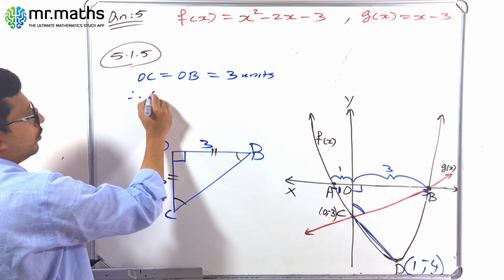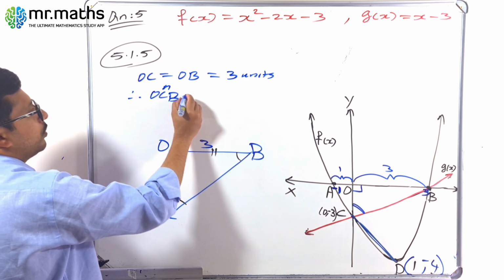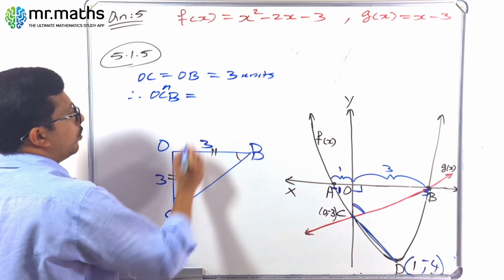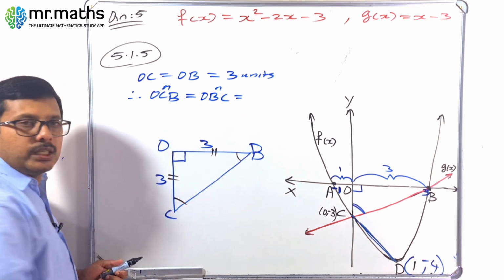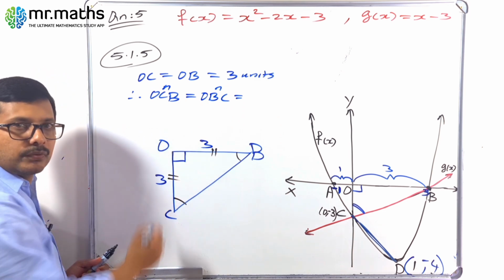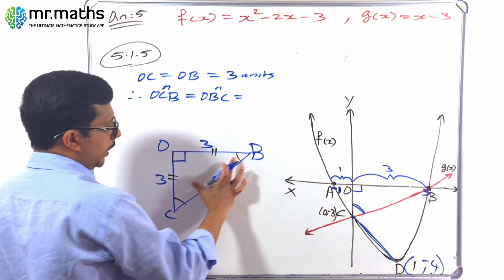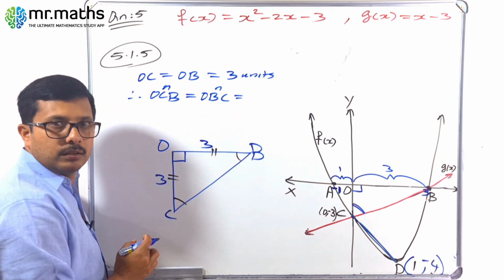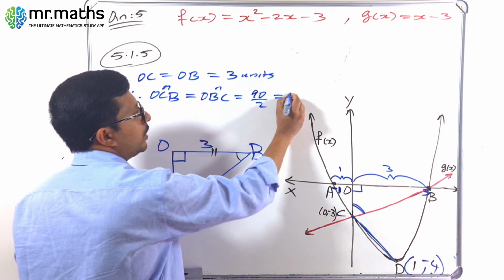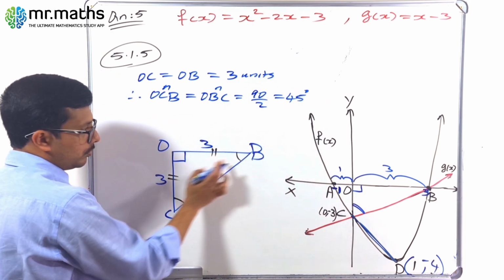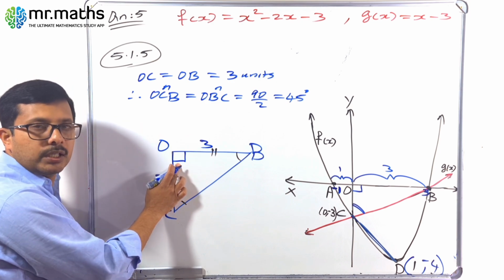Therefore, angle OCB is equal to angle OBC. These two angles are equal, and this one is 90 degrees. So the sum of the remaining two is 90, am I right? So 90 divided by 2 is 45. This is 90, so the sum of the remaining ones is 90. Then only 90 plus 90 is 180.